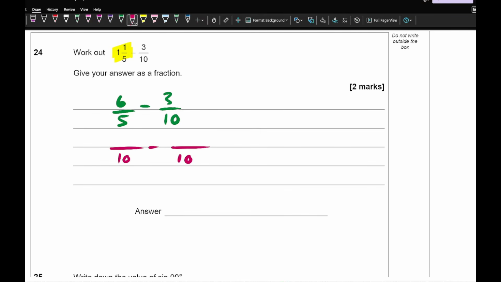But the smallest denominator is going to be 10, so we've multiplied this fraction by 2 over 2, so that's going to be 12 and 3, and then once the denominator is the same, we subtract the numerators together, so that's going to be 9 over 10, and we can't simplify that, so my answer is 9/10.